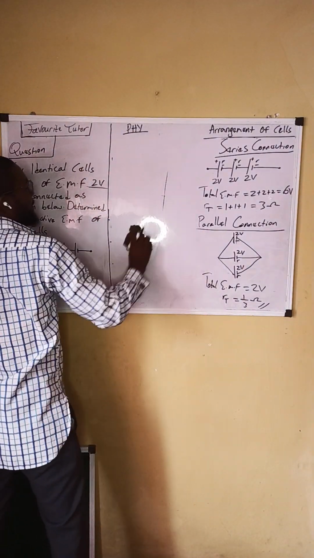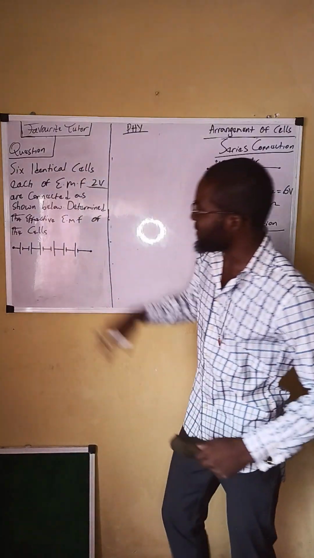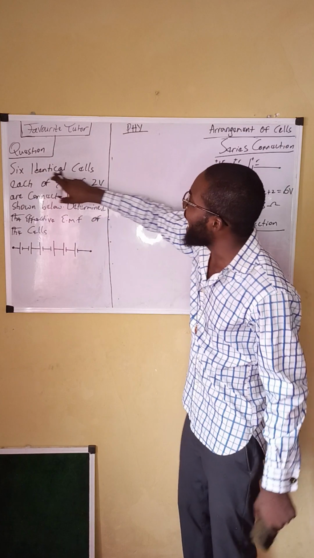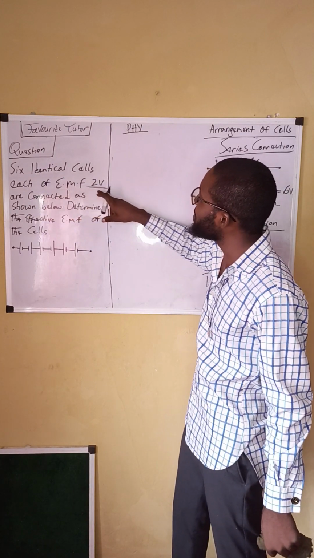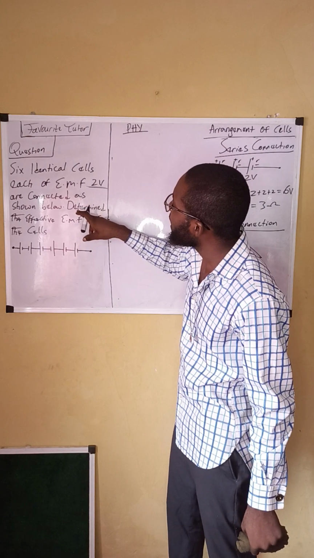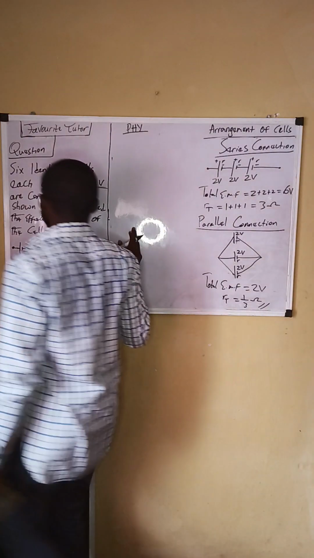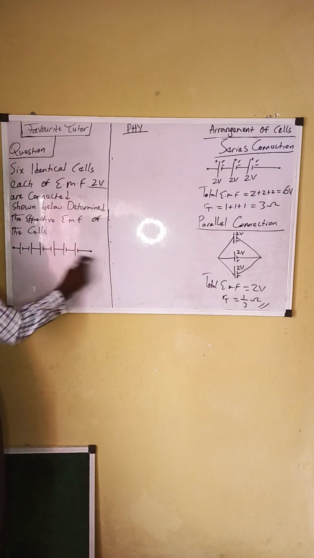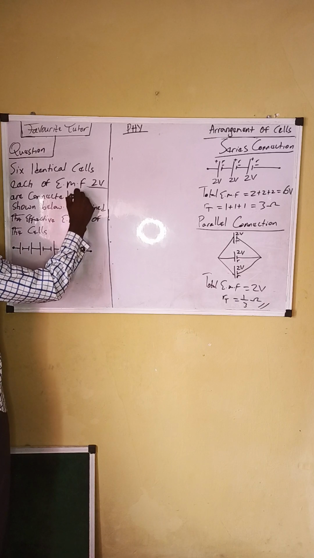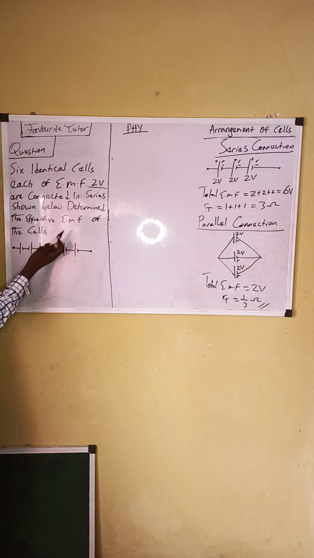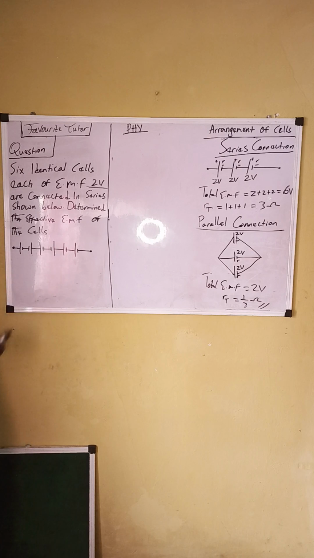All right, I have a question on the board. A beautiful question. This question is good. It says: 6 identical cells, each of electromotive force 2 volts, are connected in series. There's a mistake here. They should be connected in series, shown below. Determine the effective electromotive force of the cells.